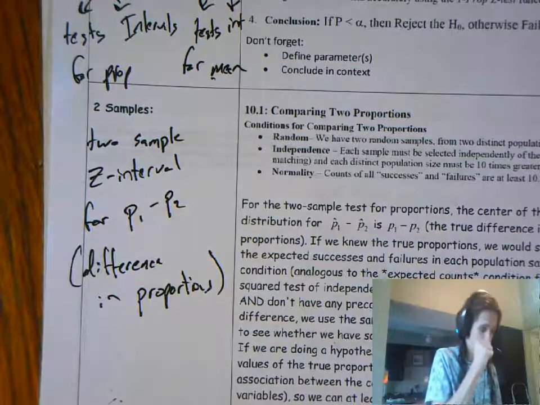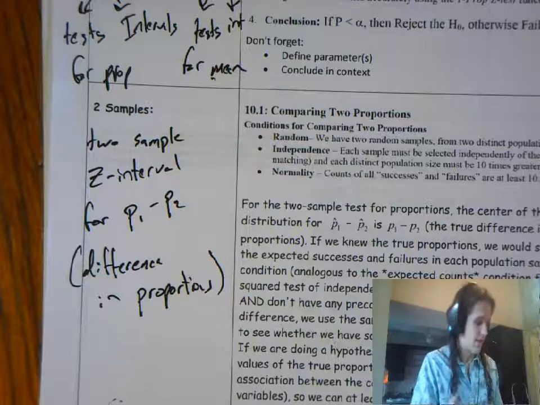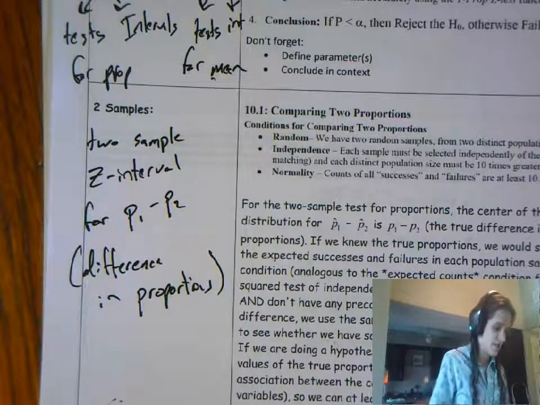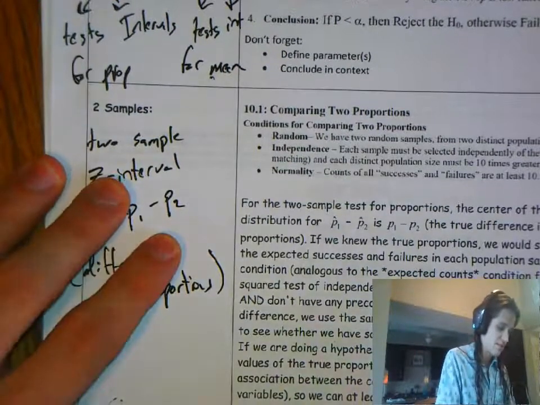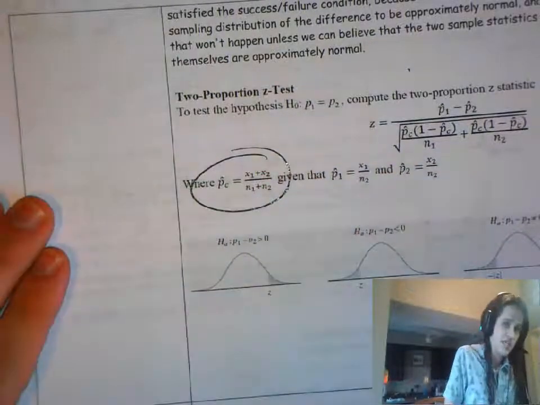All right, and you have quite a bit of writing there. You should read through it, especially for the independence bit. That's just kind of the logic of it. So read through it for the logic. The big thing I want you to see, and the only real difference, is that we all of a sudden, for our conditions, have to check this thing called p_c hat.